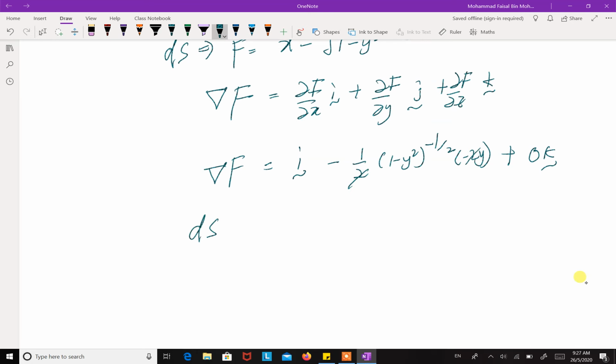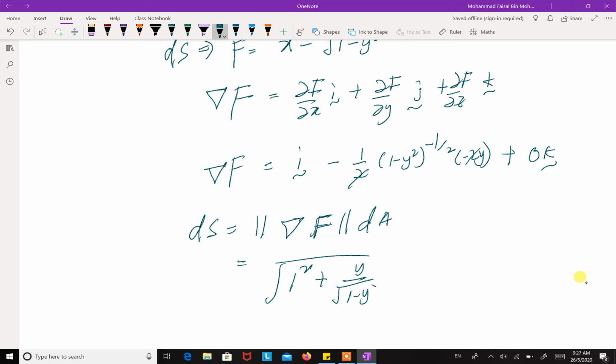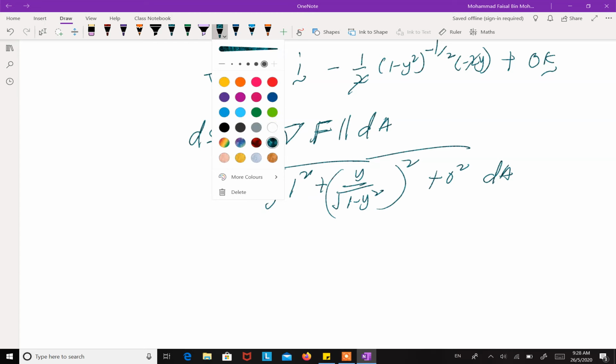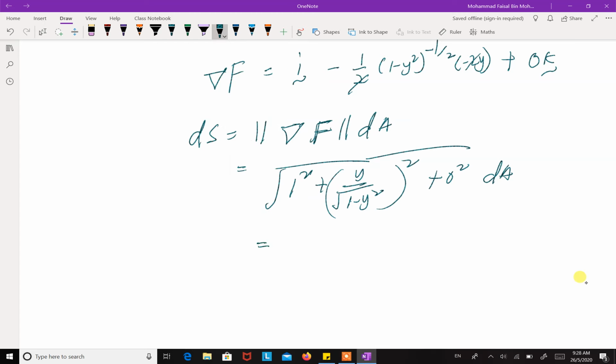So dS is the norm of gradient f, or magnitude of the gradient f, dA. So this is square root of 1 squared plus y over square root 1 minus y squared, squared, plus 0 squared, dA. And this can be represented as 1 over square root 1 minus y squared dA. Okay.